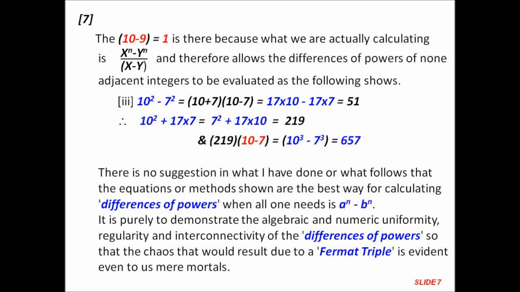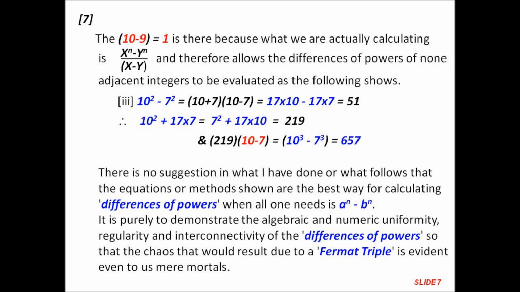To qualify what we have just done, the 10 minus 9 equals 1 highlighted red is there because what we are actually calculating is x to the power n minus y to the power n all divided by x minus y, and therefore allows the difference of powers of non-adjacent integers to be evaluated, as the following shows in 3, where from 10 squared minus 7 squared we end up with 10 cubed minus 7 cubed.